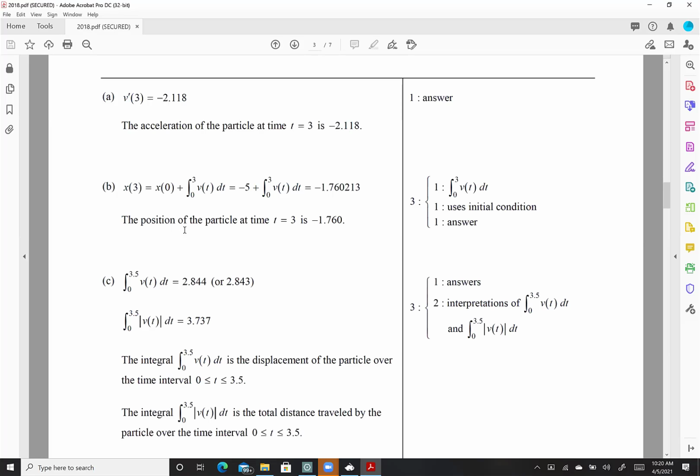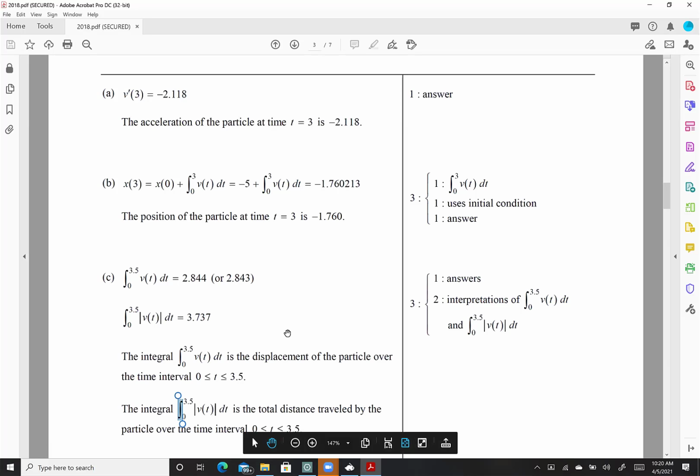And then they wrote a little sentence. I think we should start a habit to try to get there. So look, here's what I was trying to say. They evaluated it first, 2.844 or 2.843, 3.737. The integral is a displacement of the particle over the time interval. Oh, look, they didn't even put the value. I wanted to put the value in there, but that's fine. It looks like they just did the same thing. They wrote the interval notation for the time. I think I kind of like that better than what I did, but that's fine. I think we got full credit. All right, let's keep going.